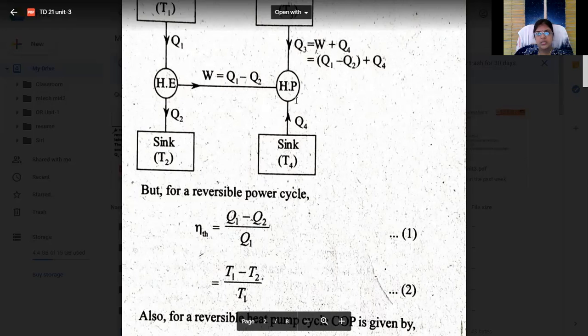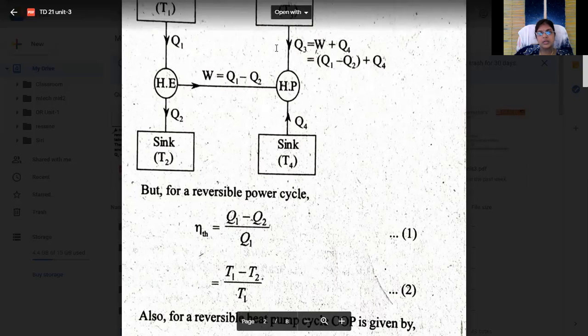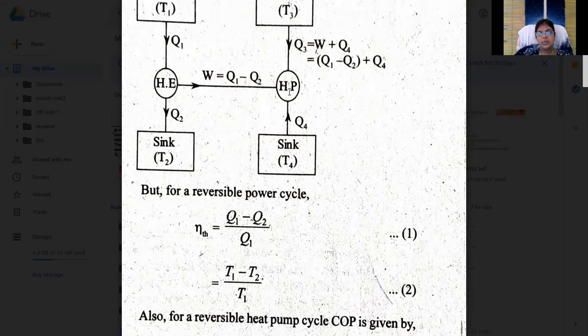If you replace the heat pump with a refrigerator, because heat pump and refrigerator both have the same processes, but the desired effects are different. So our heat pump's desired effect is obtained at T3, Q3. When the heat pump is replaced with a refrigerator, we get the desired effect in the sink.